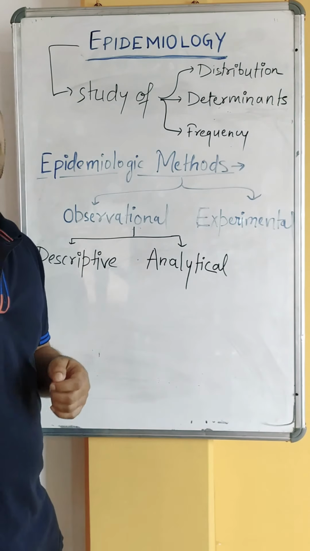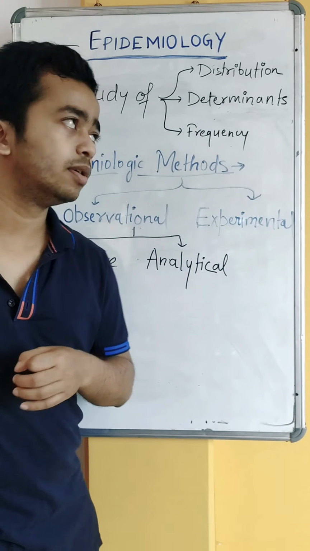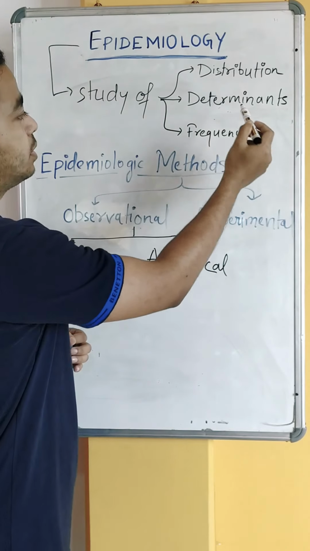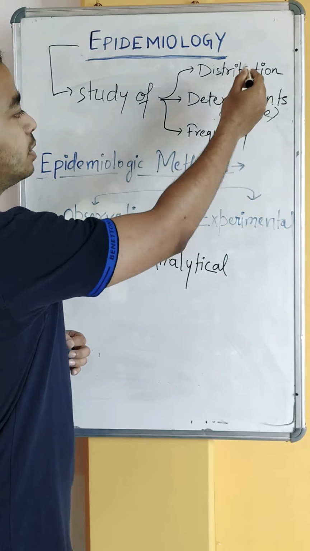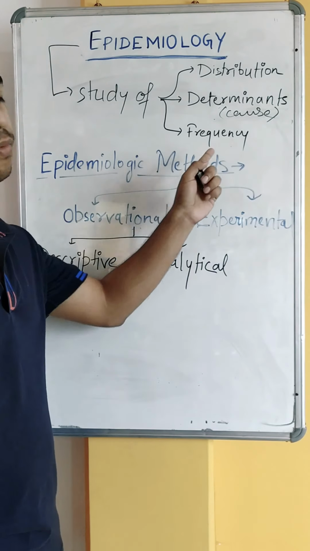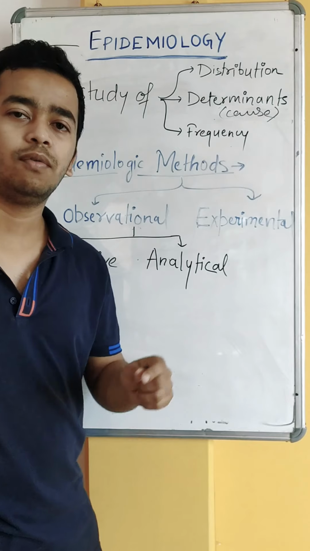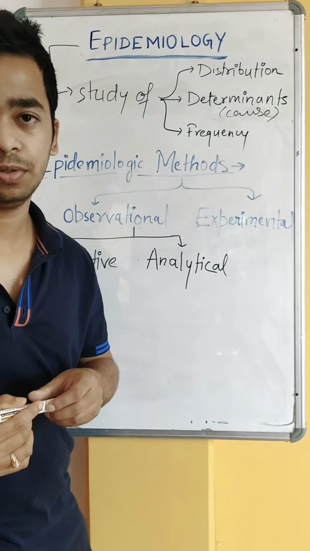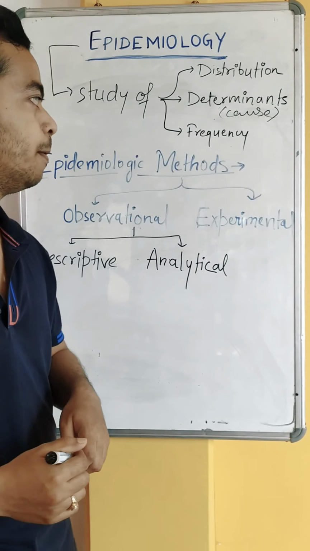Epidemiology. The basic purpose of epidemiology is to study three things: distribution of a disease, determinants of a disease, that is the cause, and frequency of a disease, and to use this information for the betterment of the population. Okay, so this is the main purpose of an epidemiologist.